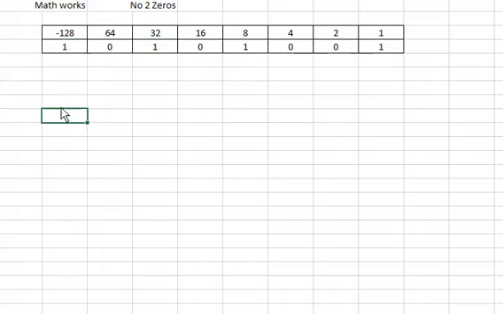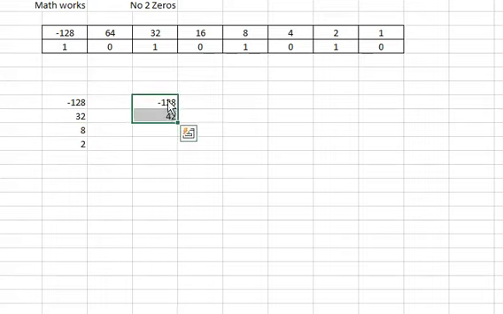Okay, so this one is minus 128 plus 32 plus 8 plus 2. Just check that on the thing. Yes, that is what it was. So let's add those up first. Hopefully you can see that 2 and 8 are 10, and 32 makes 42. So basically it's minus 128, add 42.